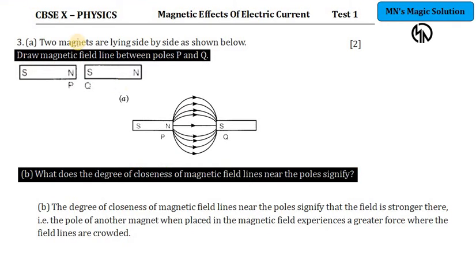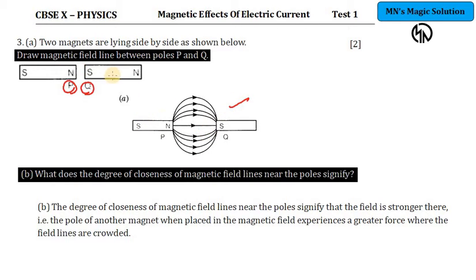Question number 3, subdivision A. Two magnets are lying side by side as shown below. This is south and north of this bar magnet. In the bar magnet, I am placing the south and north. They are asking you to draw the magnetic field lines between P and Q. This is point P and this is point Q. They have asked how the magnetic field lines will be between P and Q. So the answer for this is this diagram.